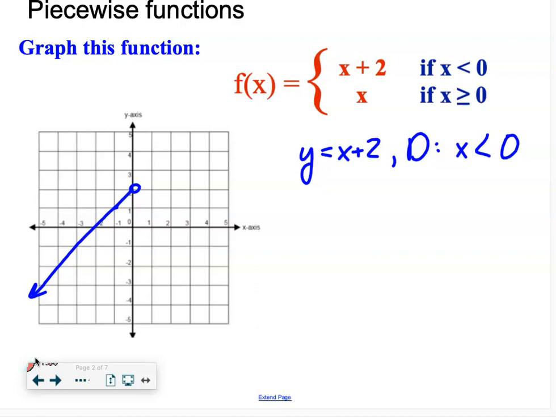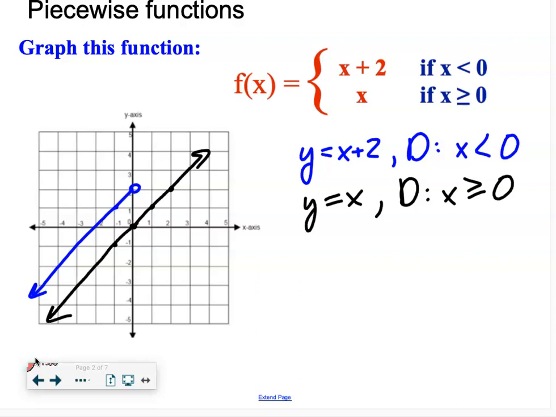Okay. Then to graph y equals x, we have a domain restriction of x greater than or equal to 0. If I graph y equals x, it has a slope of 1, y-intercept of 0. It would normally look like this. If I left it like this, would this graph represent a function? No. Why not? Fails the vertical line test, right?